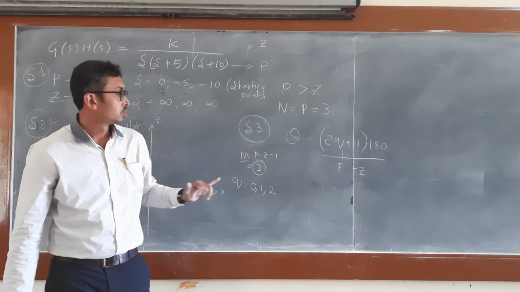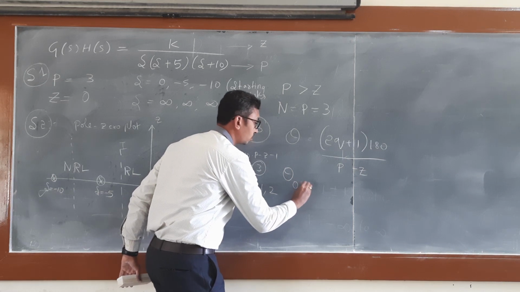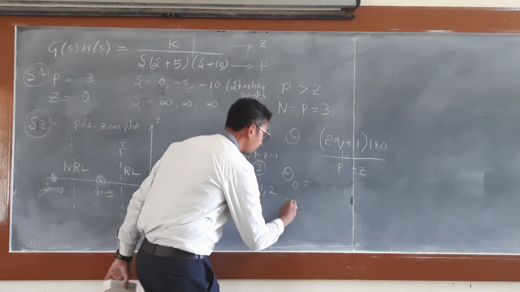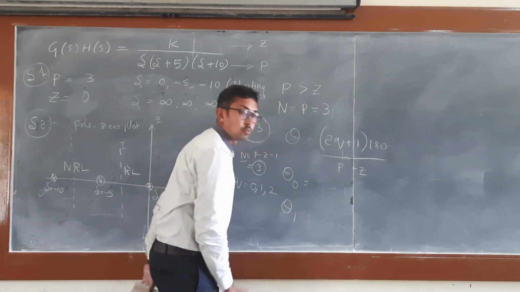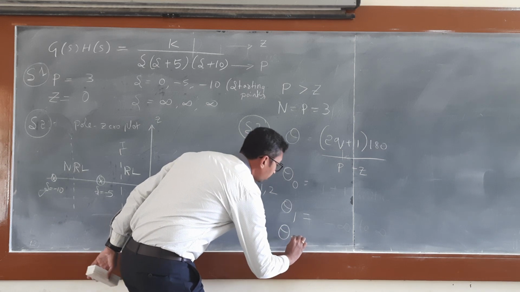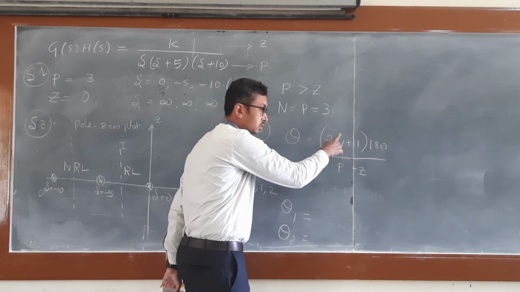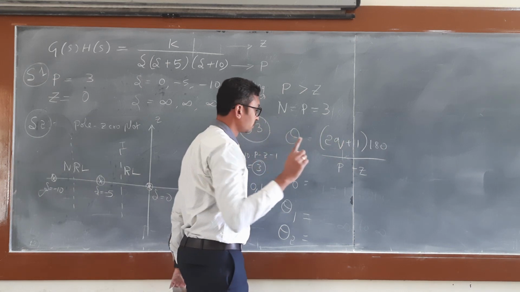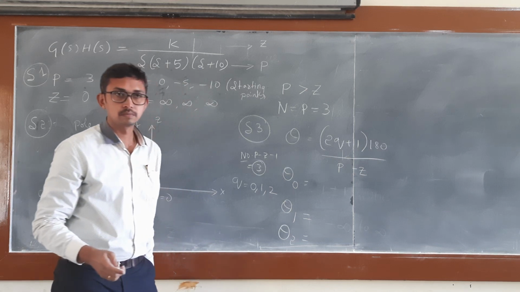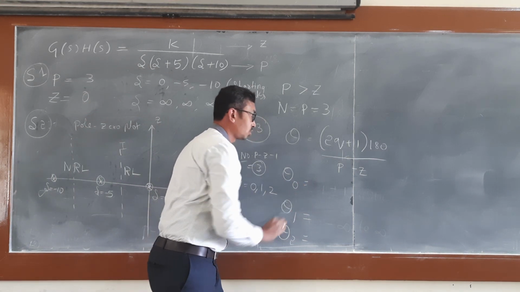Is it clear? So therefore, what is the value of theta when q is equal to 0? You have to tell me. What is the value of theta when q is equal to 1? You have to tell me. Then what is the value of theta when q is equal to 2? So we are going to substitute the value of q: 0, then 1, and 2 also. Is it clear? So can you now tell me what is the value of theta when q is equal to 0?